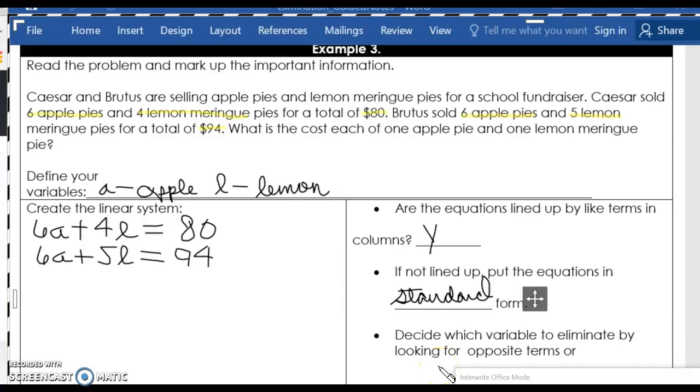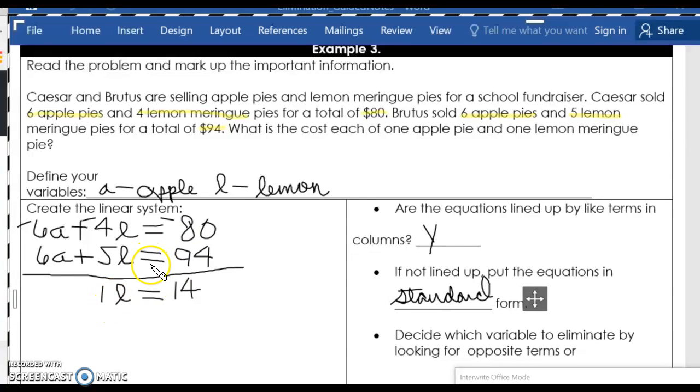So what variable should we eliminate? In our system, both equations have a coefficient of 6 on A. So if we multiply one equation through by -1, the A's will fall out when we add the two equations together. So -6A plus 6A equals 0. And -4L plus 5L is 1L. And -80 plus 94 is 14. So L equals 14.